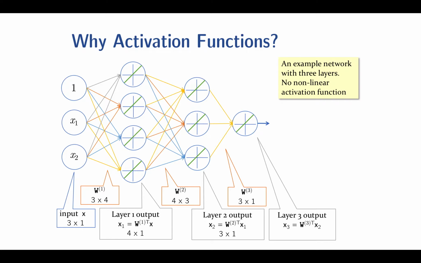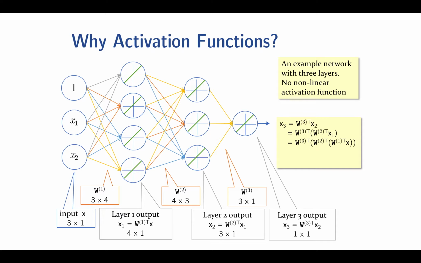Now the interesting thing is, what is x3, my final output? Well, it is W3 transpose times x2. But I know what x2 is. x2 is W2 transpose x1, so I can substitute that in here. But I know what x1 is now. x1 is W1 transpose x, so I can substitute that. So x3 is nothing but W3 transpose W2 transpose W1 transpose x. x was the input.